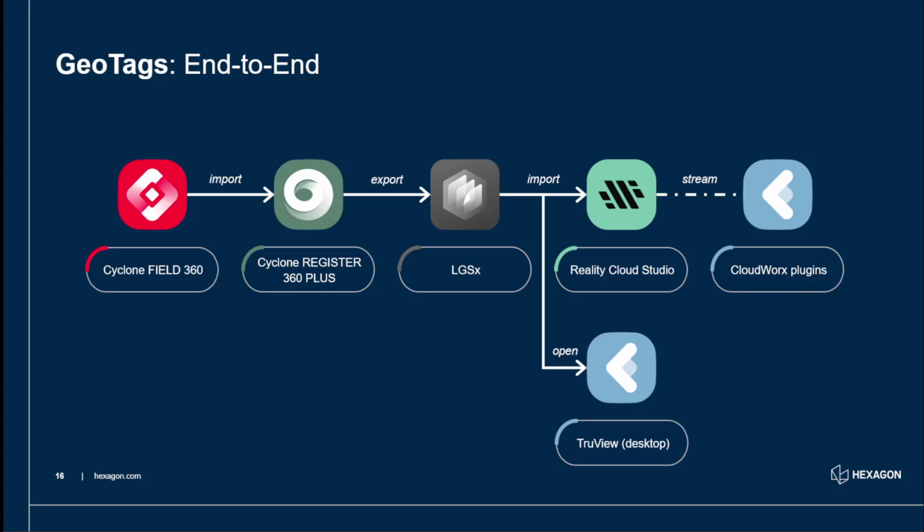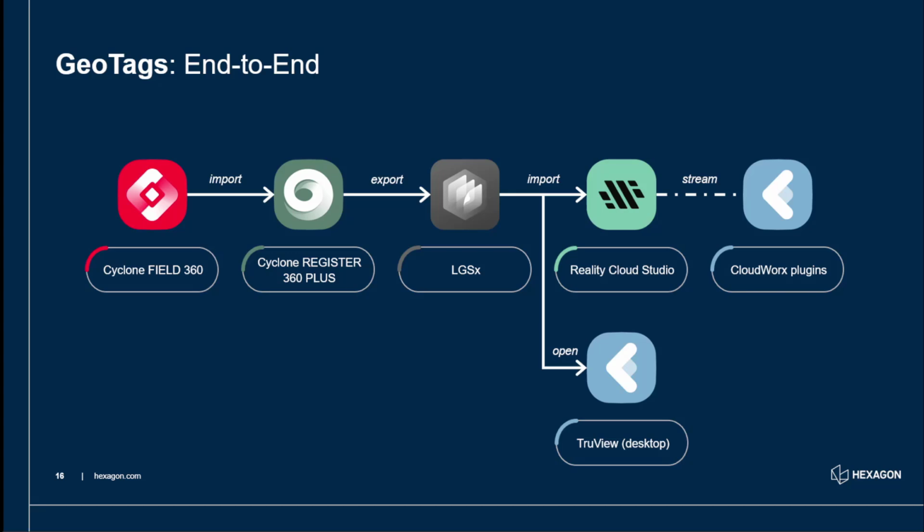You can collect those GeoTags and assign them to 3D points. We'll look at a video in a minute to show this in more detail. You can then process that, import that to Register 360 Plus. You can obviously make edits there if you want to, but you can then export that as an LGSX file, which, by the way, is just growing in popularity, becoming an even more powerful file format.